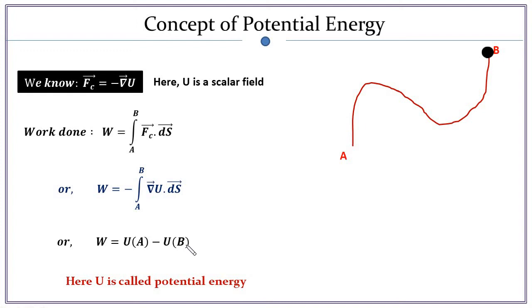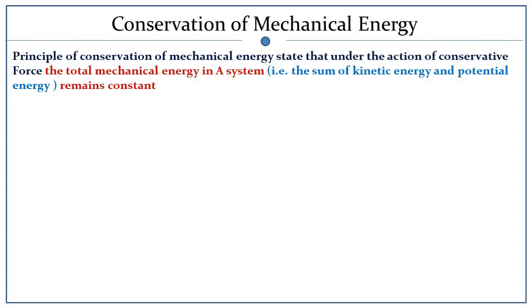So far, we have seen the concept of potential energy and the conservative force field. Let's see the principle of conservation of mechanical energy. First, see the statement. The principle of conservation of mechanical energy states that under the action of a conservative force, the total mechanical energy in a system, that is, the sum of kinetic energy and potential energy, remains constant. How can we prove this principle? To prove it, we will take the help of the work energy theorem.